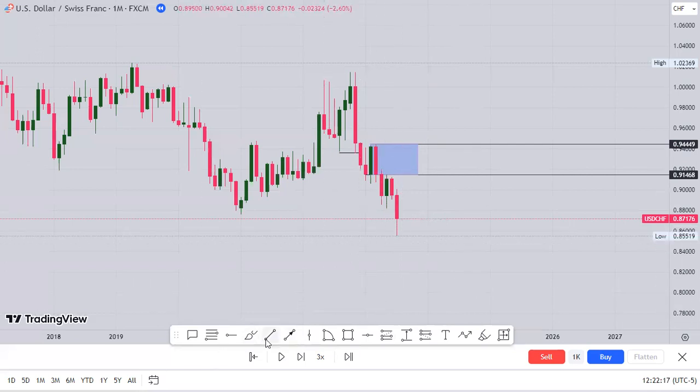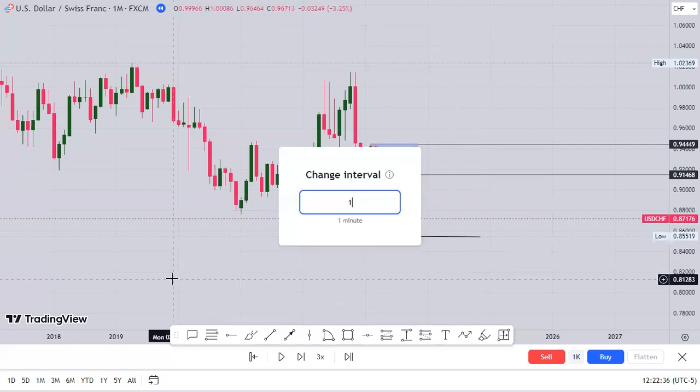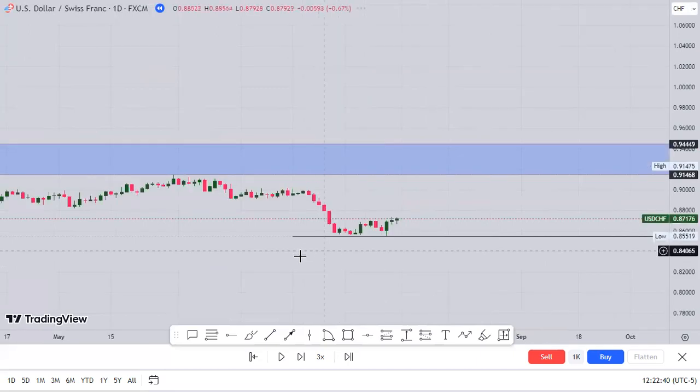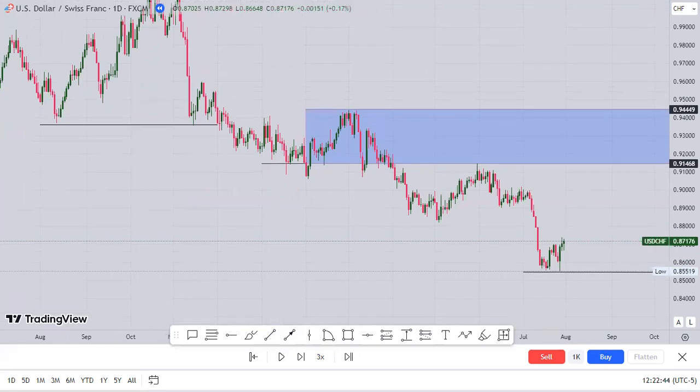So let's mark our current price. Our current price is here. So this is our current price in monthly. That's our current price. If we go down to daily, we want to observe what the market is doing at the current price, right?